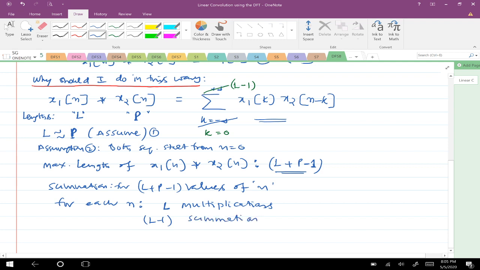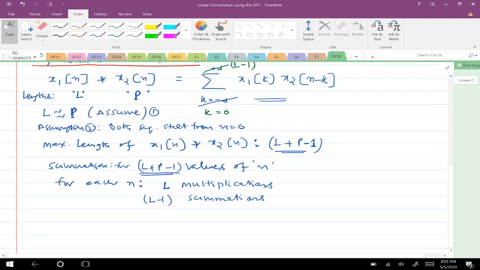Okay, these are what I have to do, and there are L plus P minus 1. So the order of computations, let me put together this, let's not worry about minus 1, L being large. So the order of computations here is L for each n. So the total order of computation I have to do is L plus P minus 1, so the total order of computations would be order of (L plus P minus 1) into L.